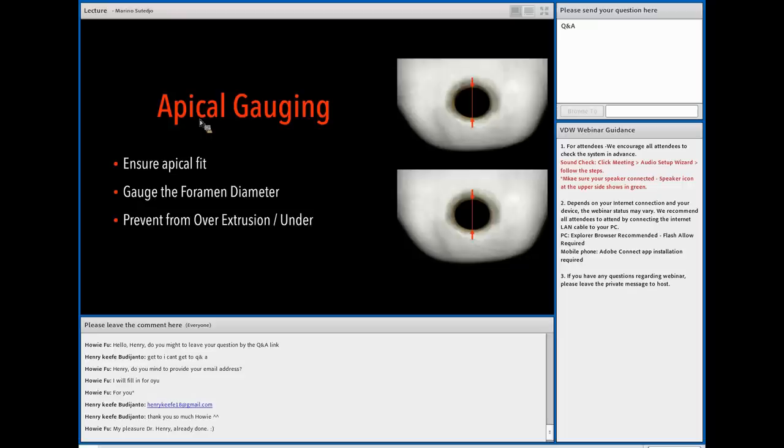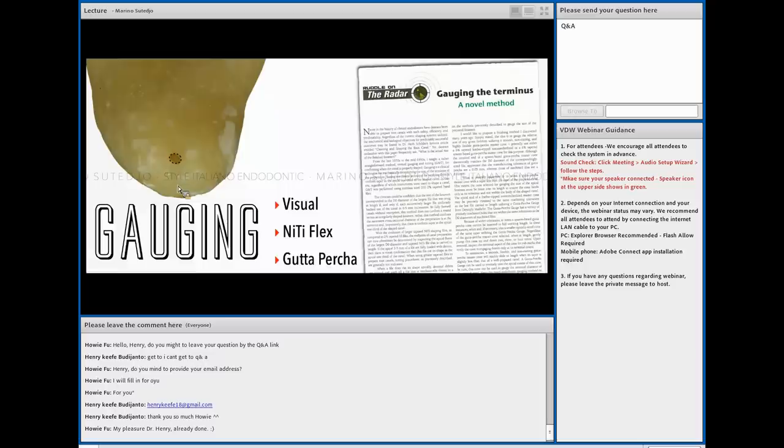we definitely need to do our gauging apically to make sure of the apical fit of our obturations. Because, as we understand, mostly our canal is not round, mostly our canal is oval. So we need to understand the apical fit of the gutta percha that we use for our obturations. How can we do our gauging? We can use, first of all, visual gauging, and then we can use our NiTi flex, and then lastly, we need to use also a gutta percha gauging.